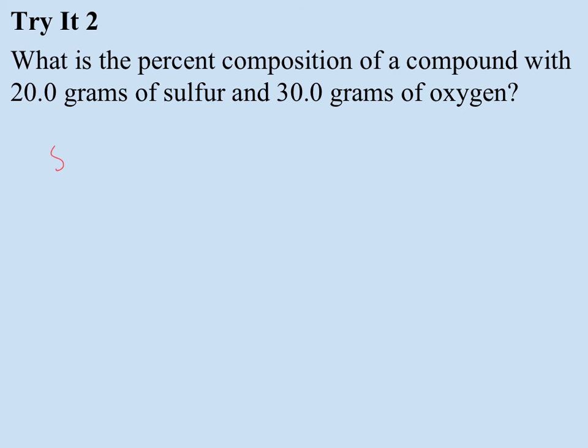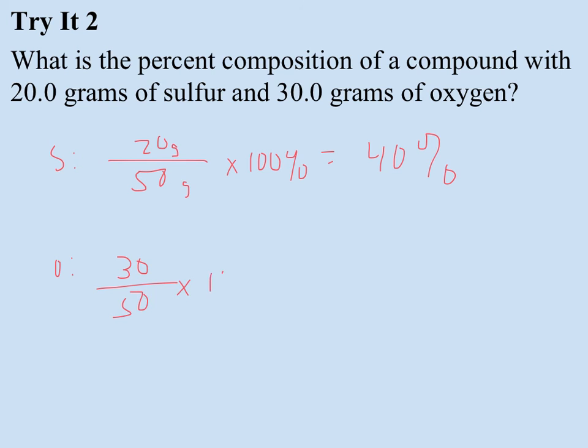So with sulfur and oxygen, I see that my sulfur is 20 grams. When I add these up, my total is 50, and I could hang on to my .0, although it's not going to change my math. So it's 40% sulfur. And again, you might be pretty confident on this one and just subtract it from 100. Otherwise, 30 over 50 times 100% leaves me 60% oxygen.